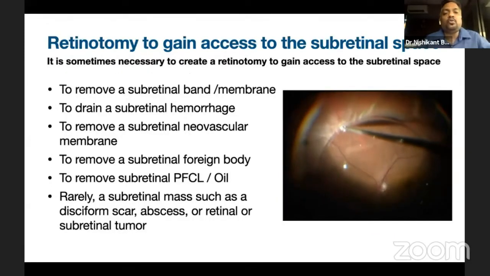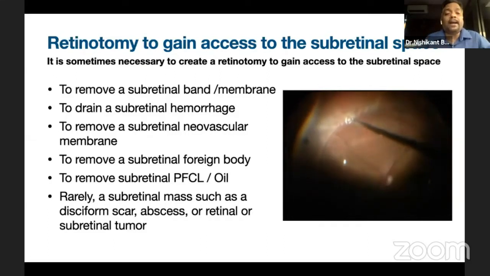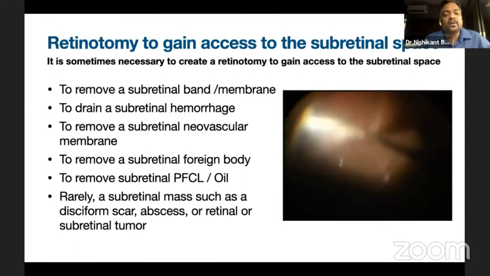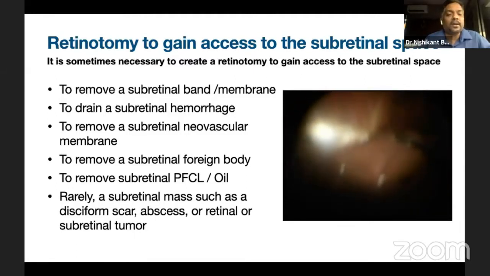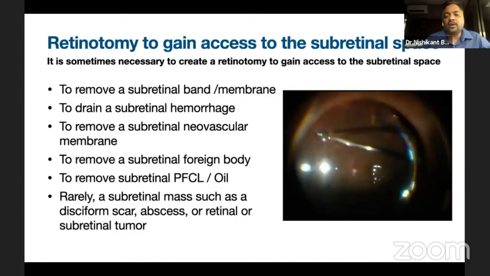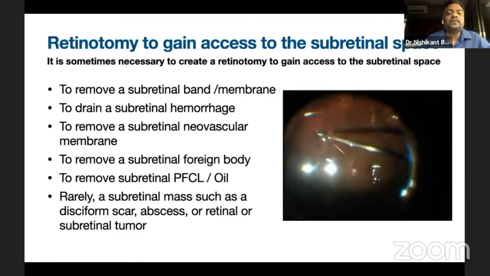Now, sometimes you do a retinotomy to gain access to the subretinal space, and most of the time it is to remove a subretinal band or a membrane, as you can see in the video on the right. You can also do it to drain a subretinal hemorrhage or to remove a neovascular membrane, a subretinal foreign body, sometimes a PFCL, or a scar or an abscess, which gives us access to this particular subretinal space.